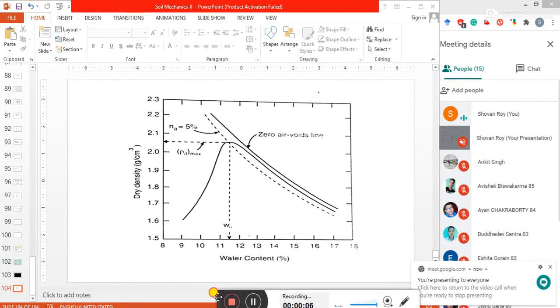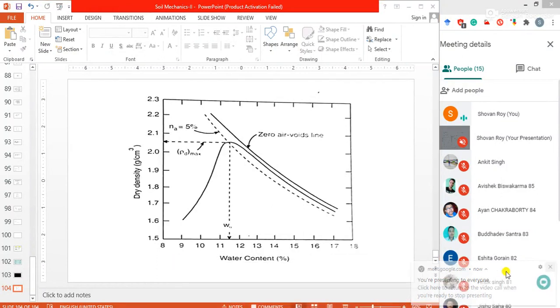Okay. I think you have already seen this graph. I had sent one PDF file of the standard Proctor test, and you have seen this graph in that PDF file which I sent to you. So already we have discussed what compaction is and the relation between dry density and water content.